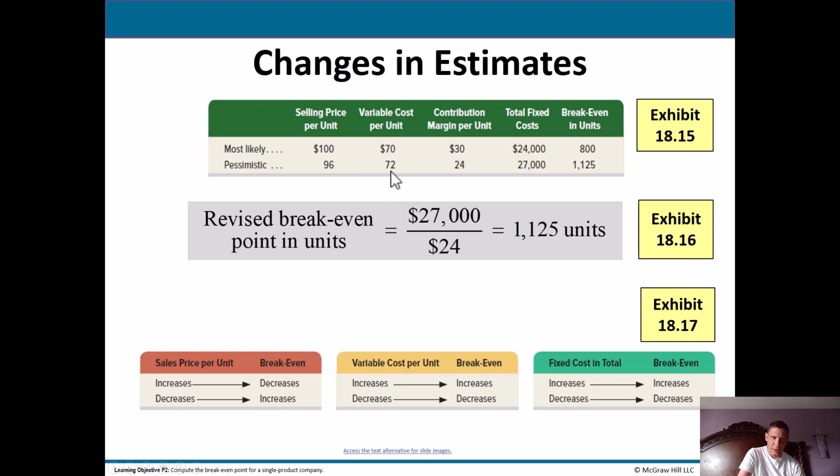So basically, if we increase our fixed costs, we also increase our variable cost just slightly, by $2 per unit. Think about it, it kind of makes sense, right? If you increase your expenses, you're going to have less of a margin on each one you produce and sell. So you're going to have to sell more in order to hit your break-even point. If you remember, before it was 800 units. By making these changes, it's now increased to 1,125.